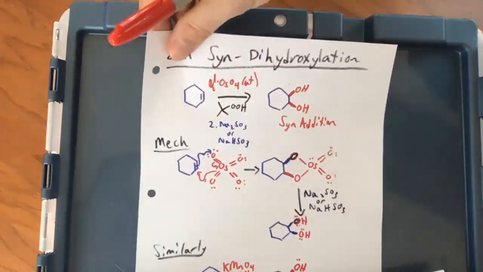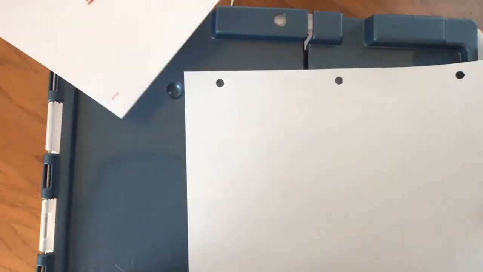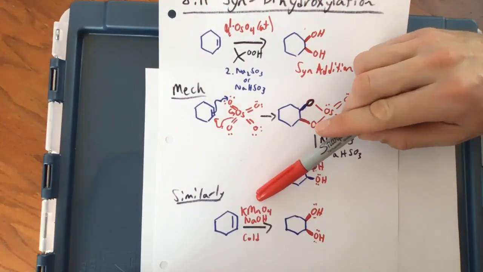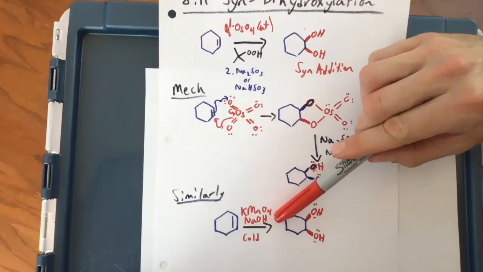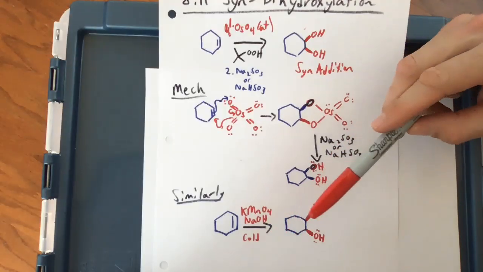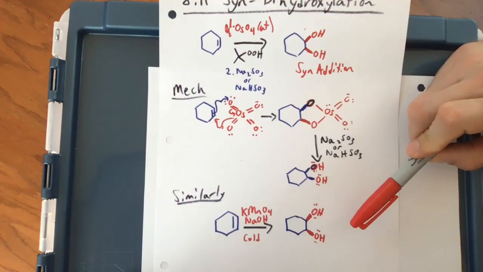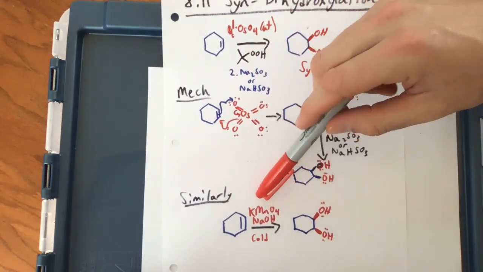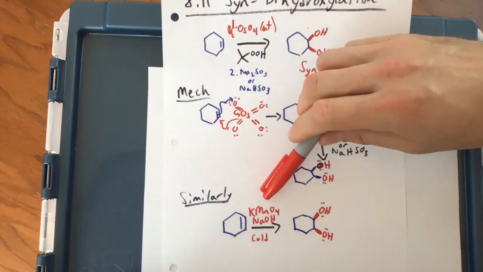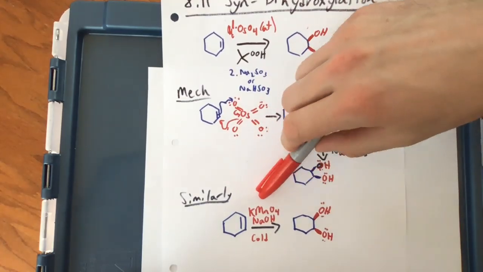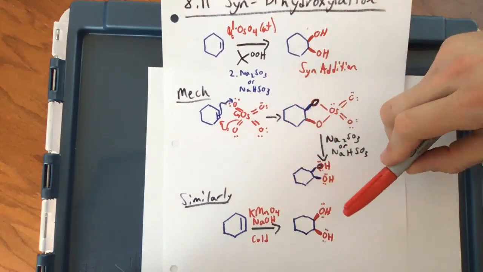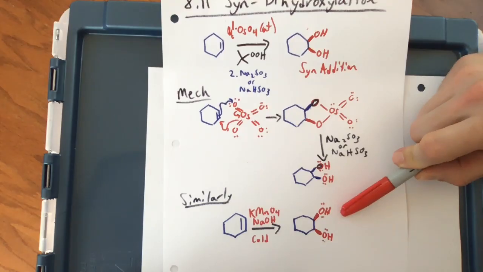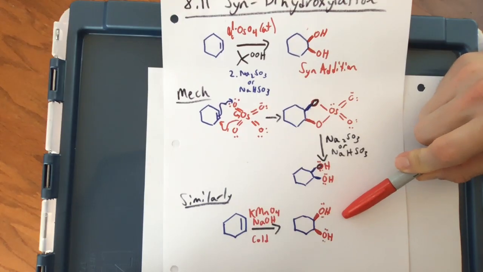Similarly, if you don't want to use osmium, which is super expensive and really toxic, you can use potassium permanganate and base, like sodium hydroxide, as long as it's very cold, and you'll also get the syn addition product. However, this reaction is a lot more difficult to run because potassium permanganate, as you'll learn next semester, is a very good oxidizing agent for alcohols. So you could maybe make this compound this way, but maybe it wouldn't be the most stable.